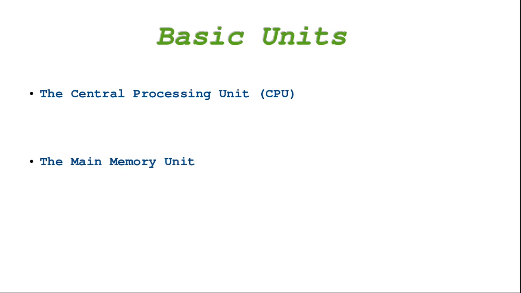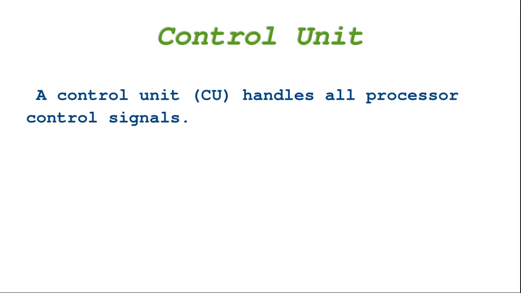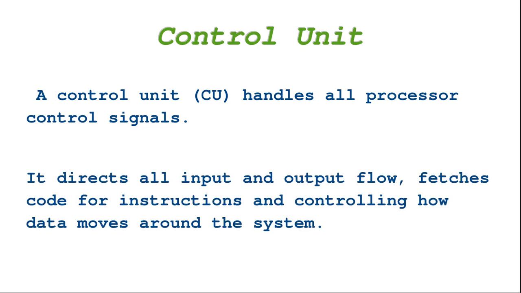Now coming to the basic units of a computer, it has basically three basic units. The first and the most important is the central processing unit. Second one is the main memory unit and third one is the input output unit. Coming to the control unit, which is a part of the central processing unit. A control unit handles all processor control signals. It directs all input and output flow, fetches code for instructions and controls how data moves around the system.